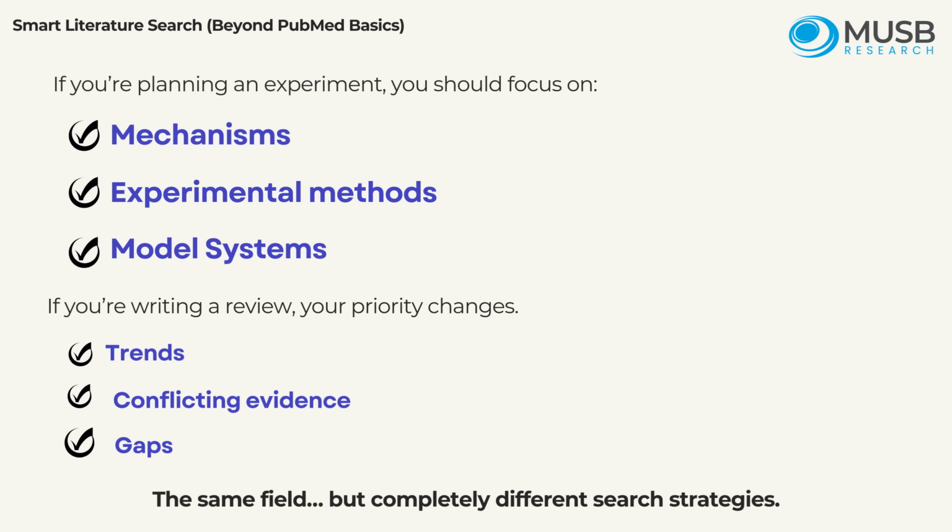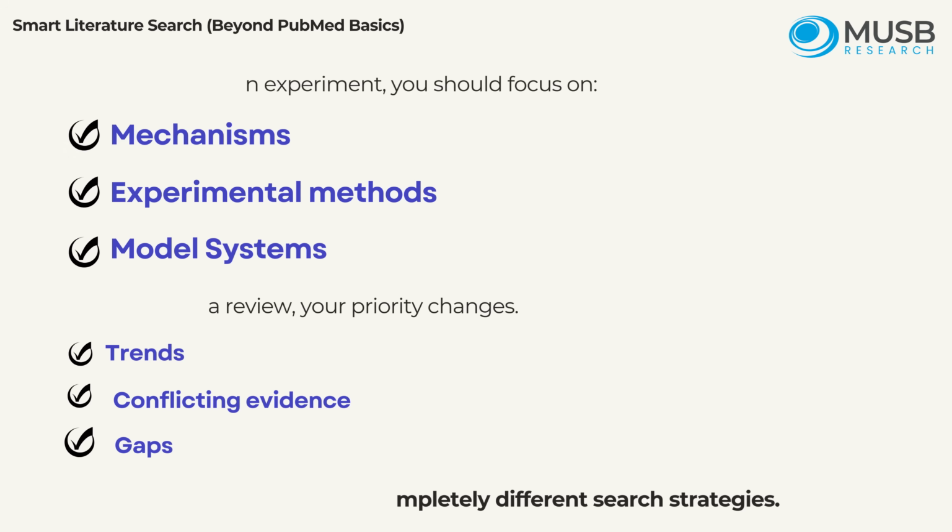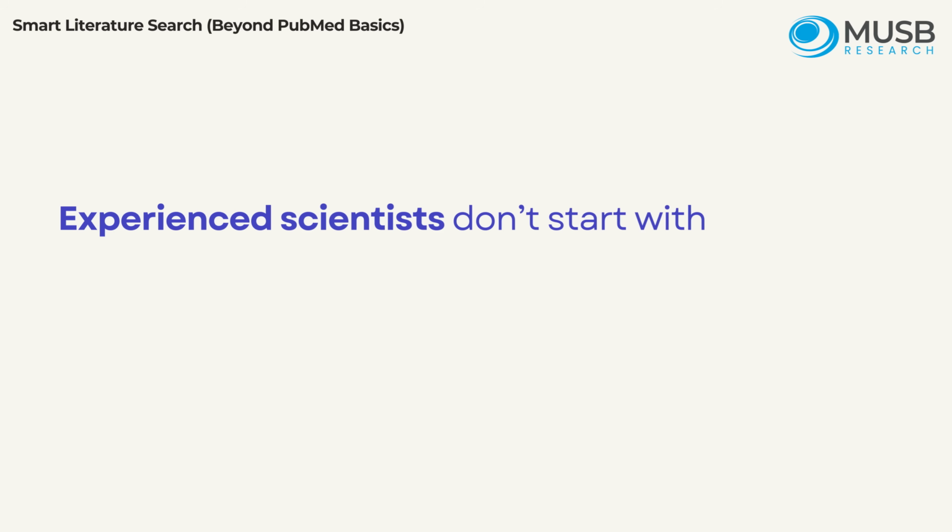Here's the reality. If you don't define your scope clearly, you won't find better papers, you'll just find more papers. And more papers without direction leads to confusion, not knowledge. Experienced scientists don't start with databases. They start with a decision.